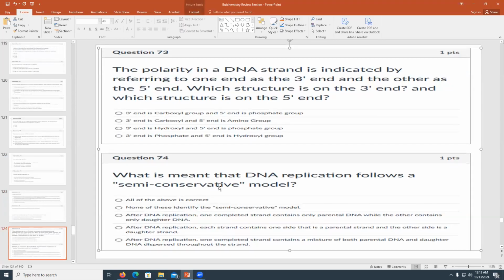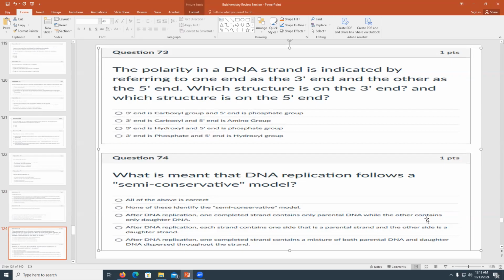That's the right answer. What is meant by DNA replication being semi-conservative? Because the DNA is anti-parallel, we're going to have Okazaki fragments on the lagging strand. For DNA replication, one completed strand contains only parental DNA, while the other contains only daughter DNA. Yes, one side of the strand is parental, and the other side is the daughter strand.